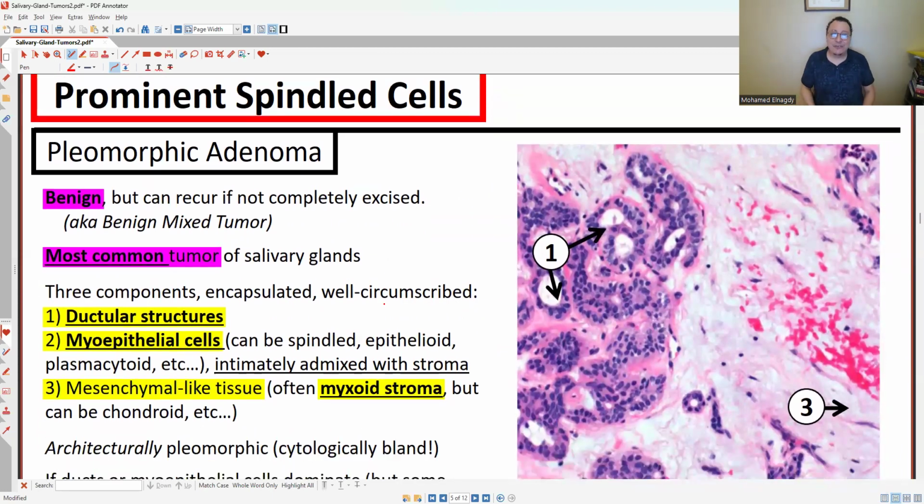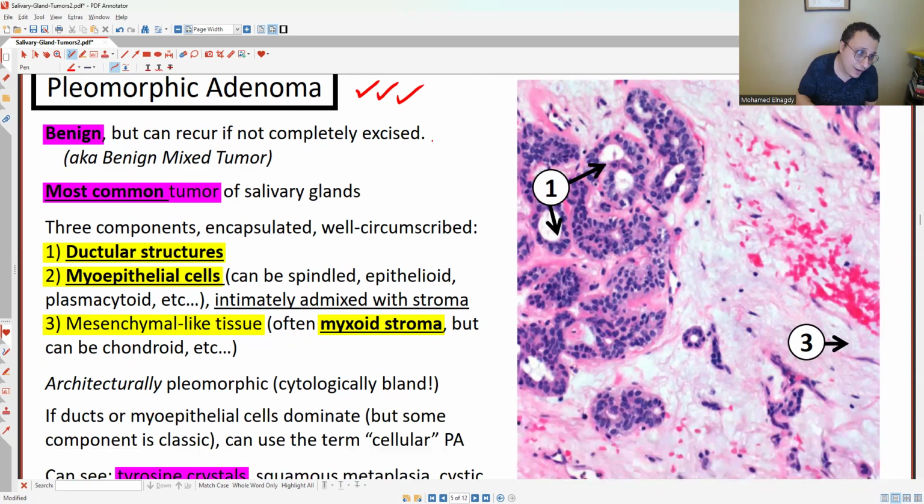So now the next one in the line is the spindle cell pattern, or the spindle cells. Spindle cells is very important, and you have only one entity here, which is a very famous one, and it's very highly likely that you will get this on your board exam or in the Q banks, which is pleomorphic adenoma. Of course, why? Because this is the most common tumor in general of the salivary gland.